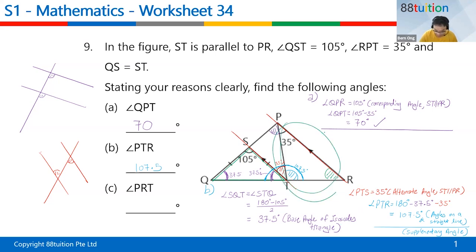Can you see that down here is the sum of the angles of a triangle? You can use the angle sum of triangle to assist you. So part C, angle PRT is equal to 180 degrees minus the 107.5 minus the given black 35. And your answer will be equal to 37.5. This is called angle sum of triangle. Children, all this reasoning must be written.